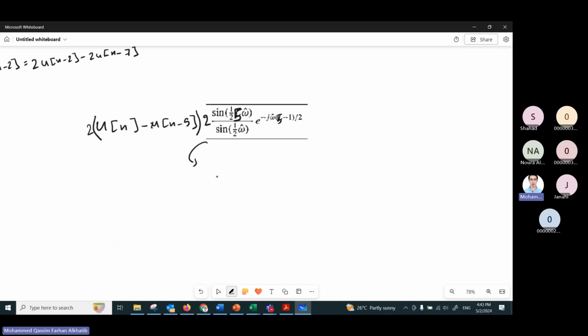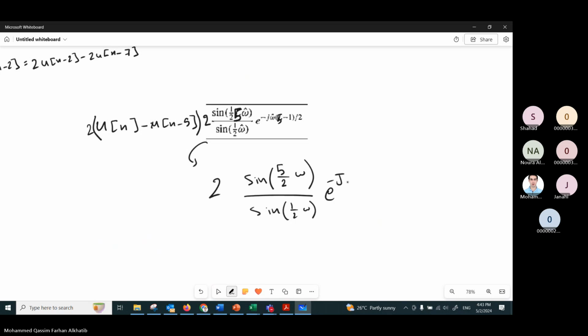So let me rewrite it. I will have 2 sine 5 over 2 omega over sine 1 over 2 omega e to the power minus j omega. Now 5 minus 2, that is 4 over 2, that is 2. Is it clear so far? Any questions?